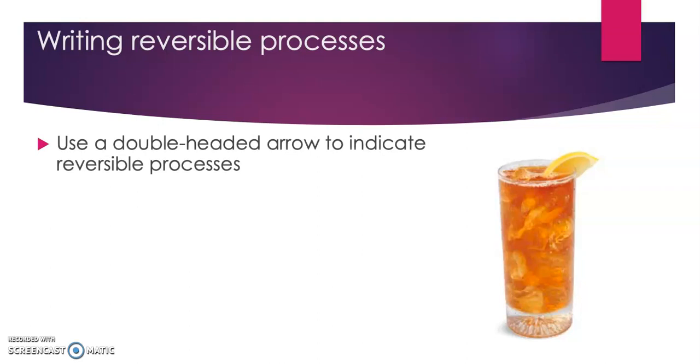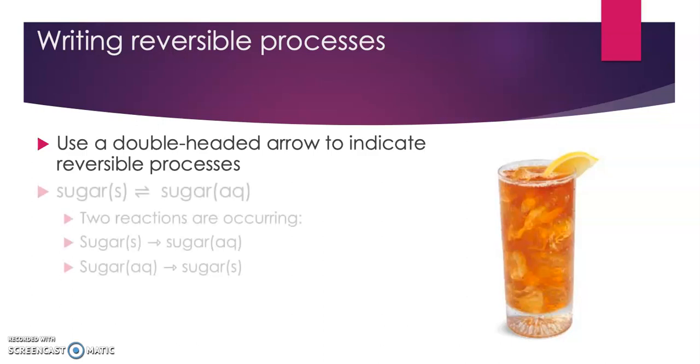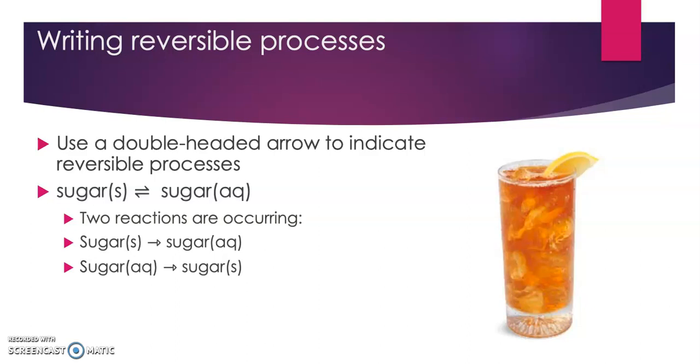Instead of a forward arrow showing it going in the forward direction, we use a double-headed arrow to show this. So in my dad's iced tea, he always puts way too much sugar in his iced tea. We've got two processes occurring. We have solid sugar going into solution. That's the forward reaction as I wrote it. But then any sugar that's in solution can also come and redeposit as the solid. That would be the reverse reaction. So when we put them together, we write that double-headed arrow to represent this.